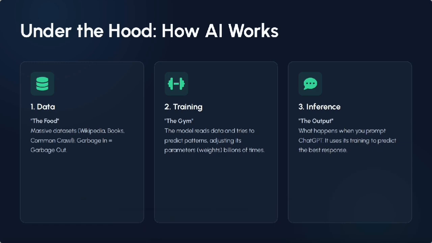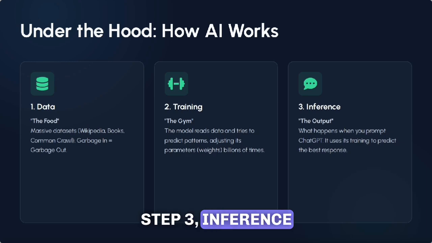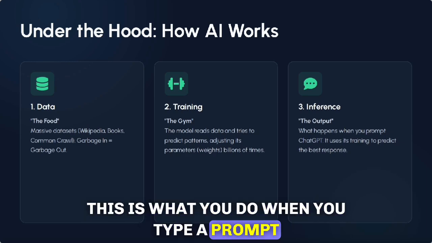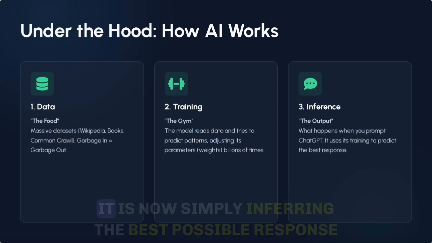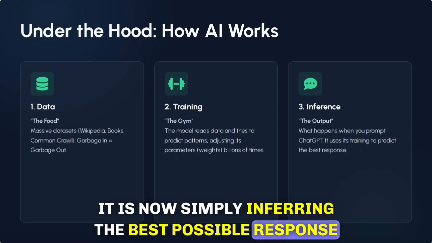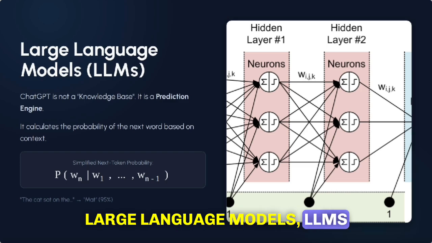Step 3. Inference, the output. Inference. This is what you do when you type a prompt. The model is fully trained. It is now simply inferring the best possible response based on large language models, LLMs.